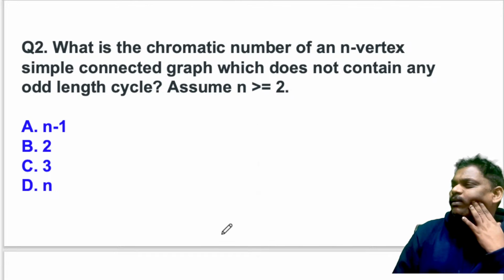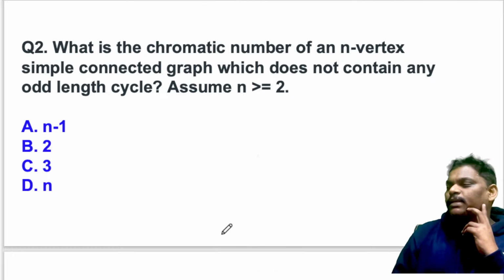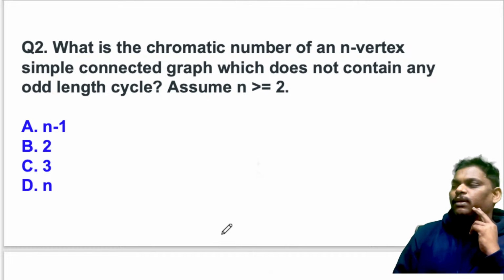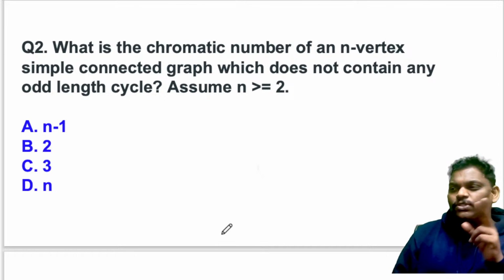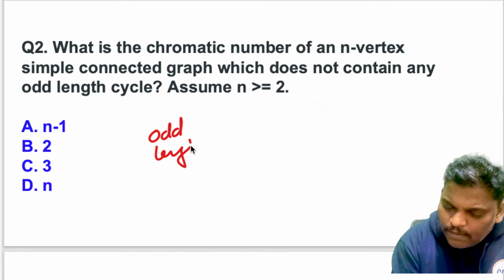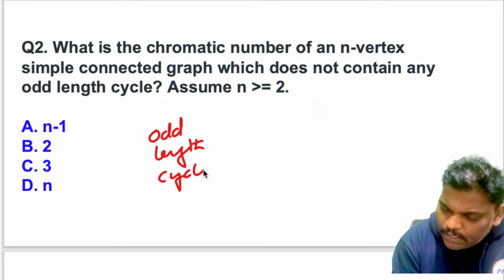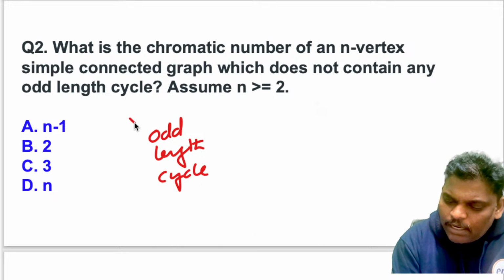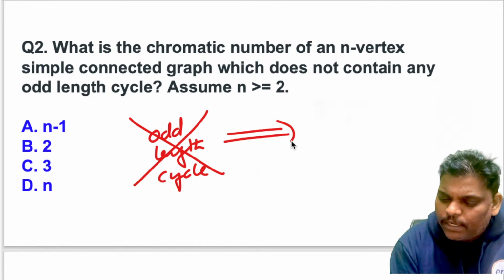Remember everyone, any graph which doesn't have an odd length cycle is a bipartite graph. And if any graph is bipartite, an odd length cycle does not exist. This is true in both directions. So I am repeating now: odd length cycle does not exist, then it is bipartite.